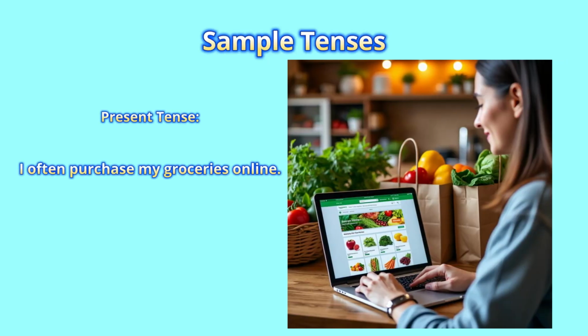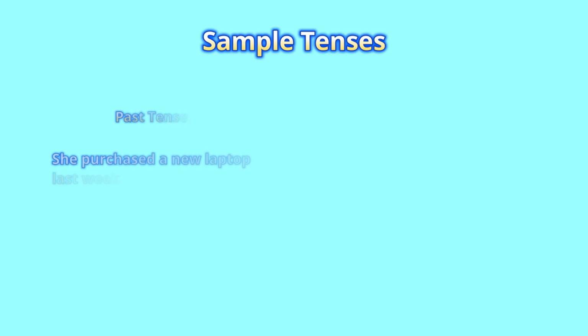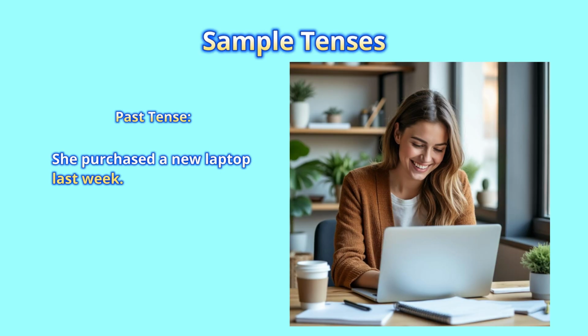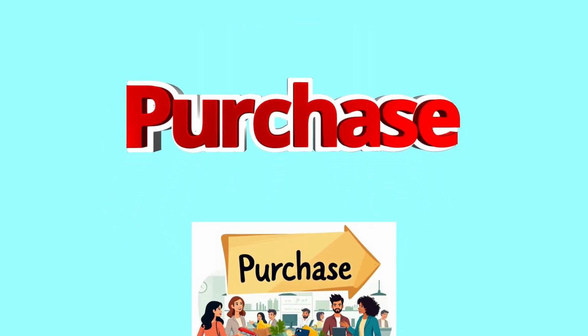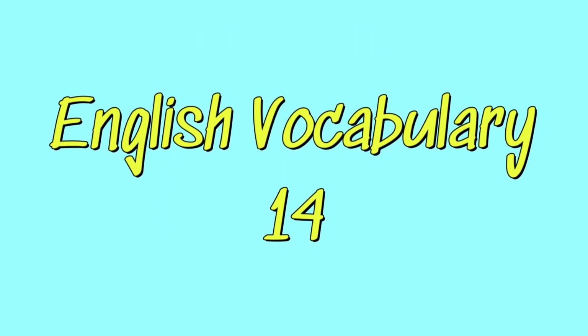Sample tenses. Here are examples of purchase used in different contexts. Present tense. I often purchase my groceries online. Past tense. She purchased a new laptop last week. Future tense. They will purchase a new car soon. Summary. Purchase involves the action of buying something.